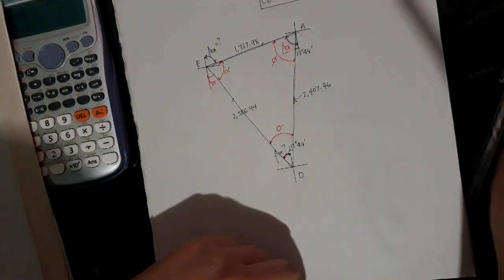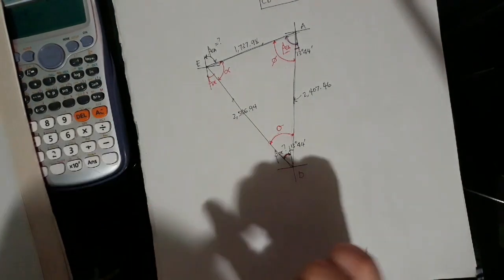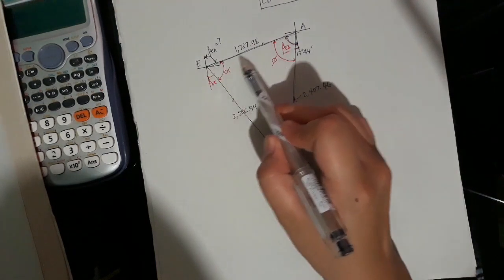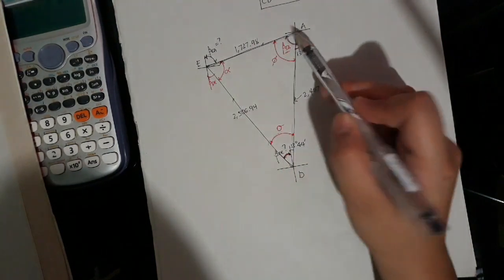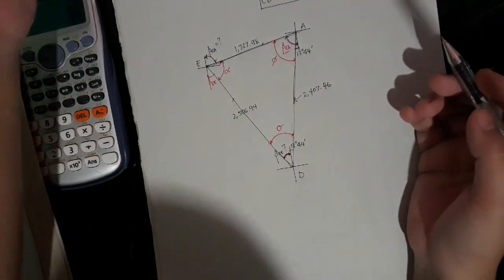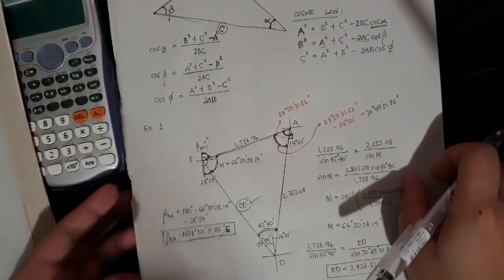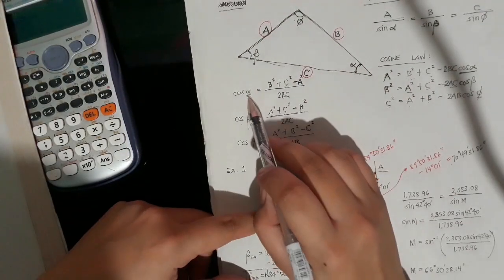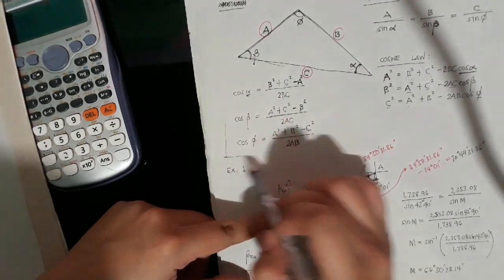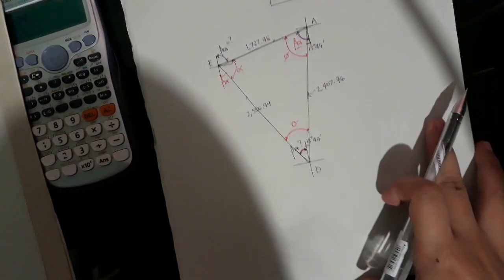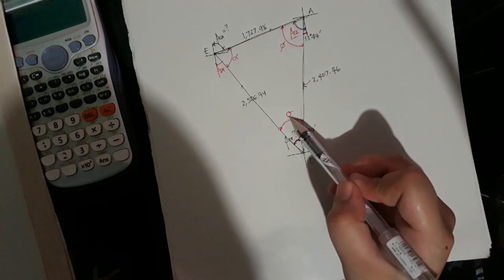In this problem, we can't use sine law because we don't have a known length with a known opposite angle, since all of the interior angles are still unknown. This is one of the cases where we need the cosine law. Since we are looking for the angle, we will use this formula of the cosine law. What angle do we want to get? Maybe we'll get this angle first.